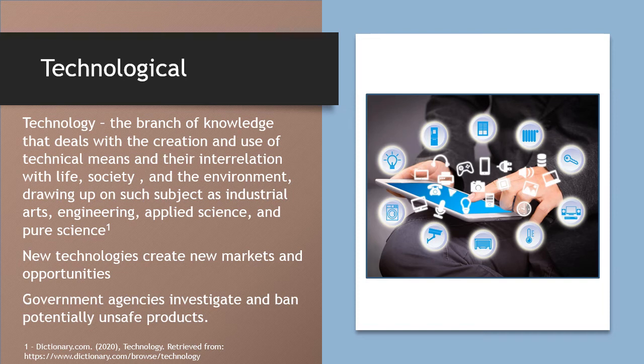The truth is that the entire course could just cover how technology has shaped the marketplace. I picked this particular definition of technology after looking at many of them because I liked how it wrapped things up in a way in which it wasn't looking at just the production of products. It talks about how technology is interrelated to our lives, society, and our environment.